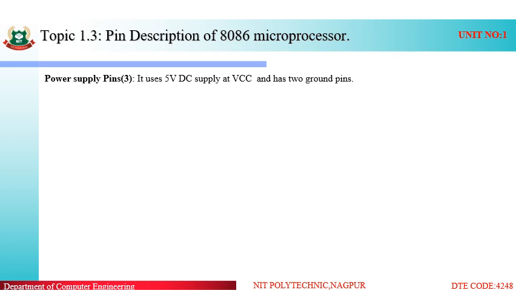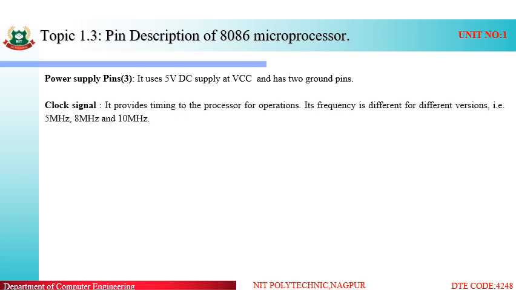So total 3 pins are there, in which there is a power supply pin called VCC. It is of 5 volts, and 2 ground pins. Ground pins will be 2. Why 2 ground pins? Because 8086 operates in 2 modes, that is minimum mode and maximum mode. So it has been given 2 ground pins and 1 VCC pin. So power supply pins are used to give the power to our IC. Next is clock signal.